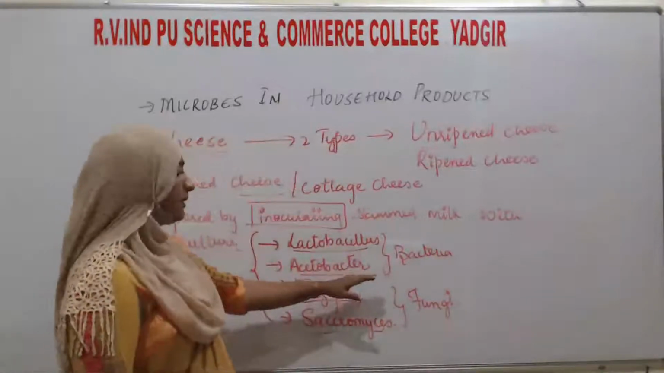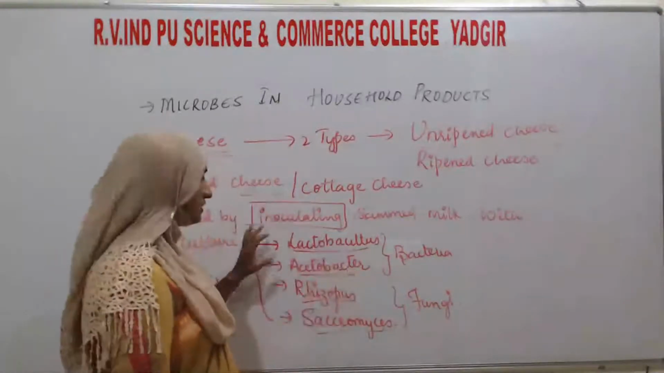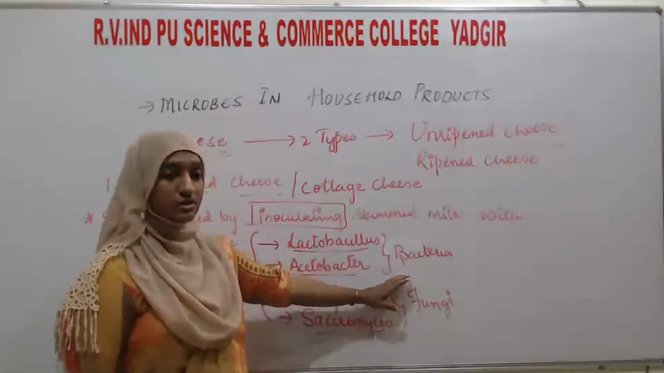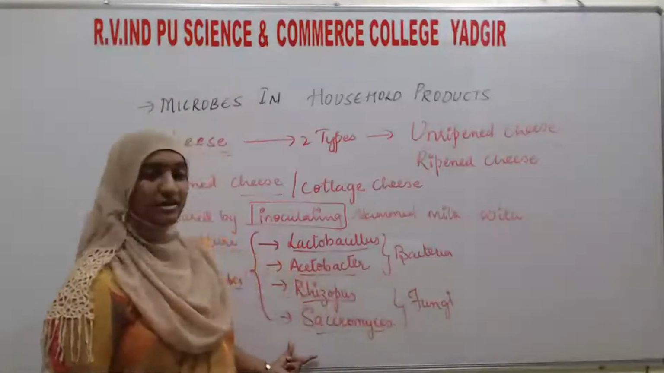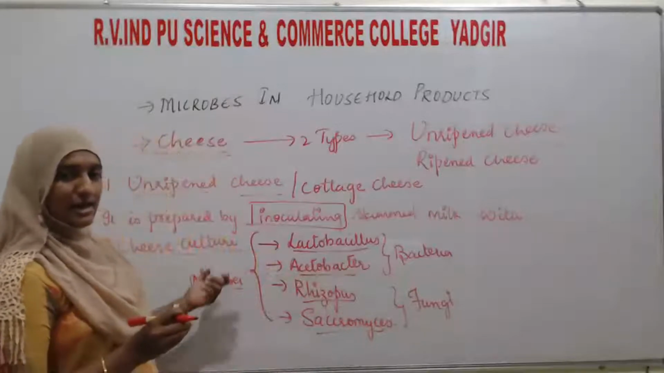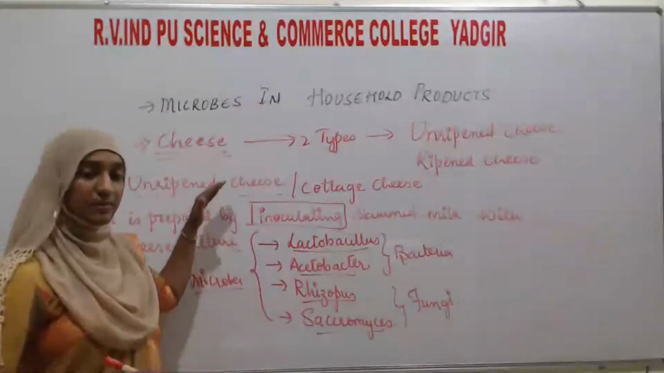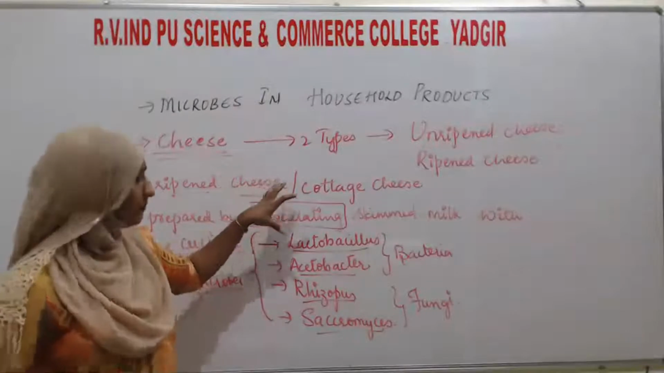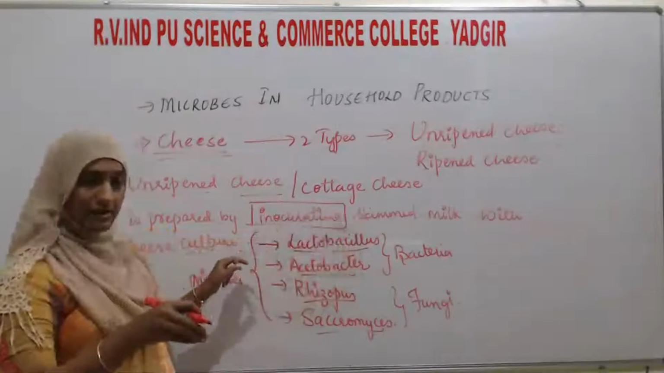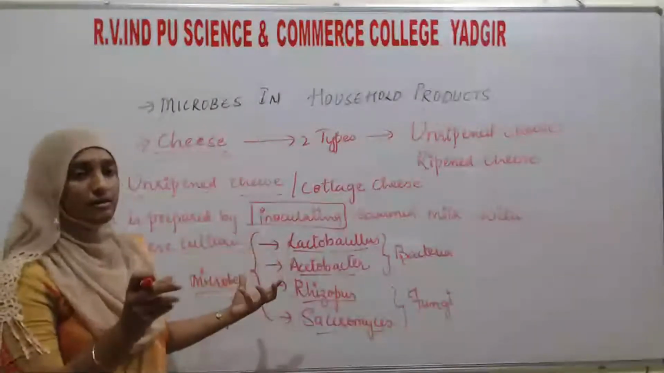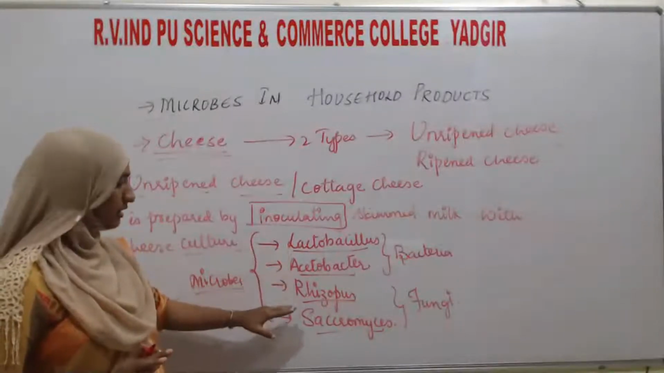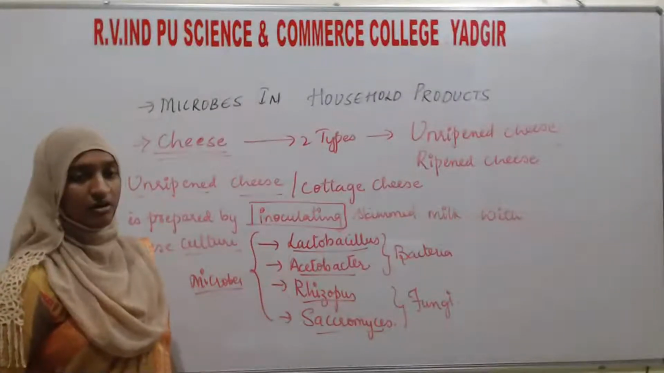Okay, here the bacteria which are used in the preparation of cheese are Lactobacillus and Acetobacter, and fungi are also used in the preparation of cheese, Rhizopus and Saccharomyces. They are going to add certain strains of bacteria or fungi into the curd, that is skimmed milk, as we call it. In that they are going to add a culture of any one, not all, either the Lactobacillus, the Acetobacter, the Rhizopus or Saccharomyces.